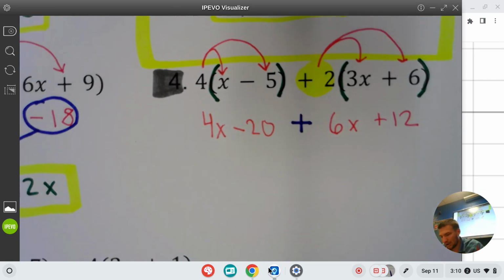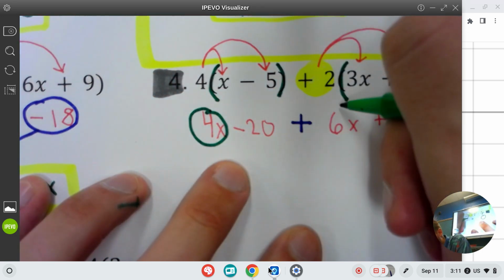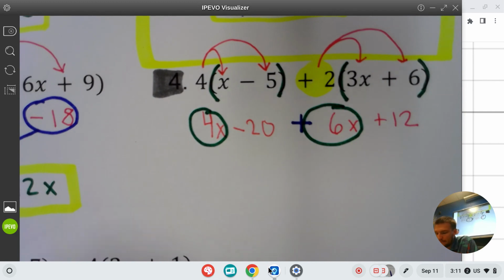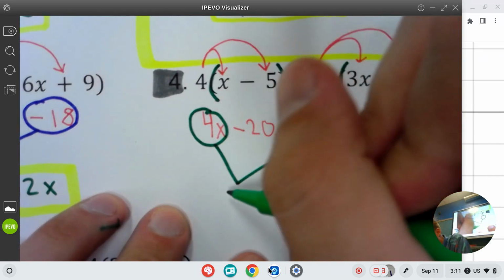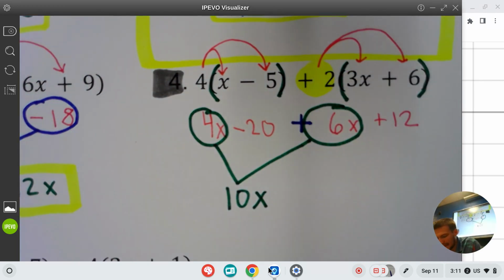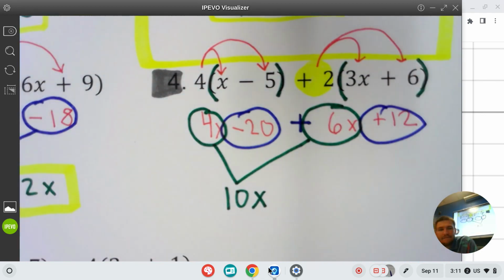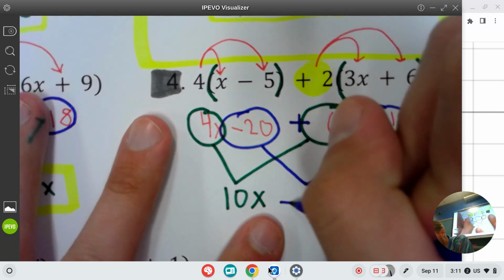And then I heard already, it's time to do some combining like terms. I heard that the 4x combines with the plus 6x. And what's 4 plus 6? 10. I mean, yeah, that's almost kindergarten math right there. 10x. And I'm going to need to combine some other like terms. I got my negative 20 and my positive 12. Negative 8.